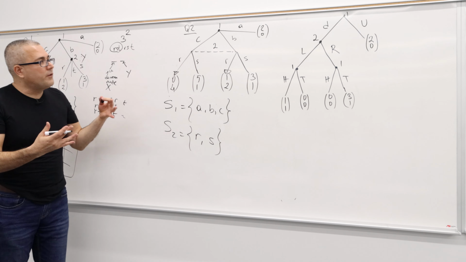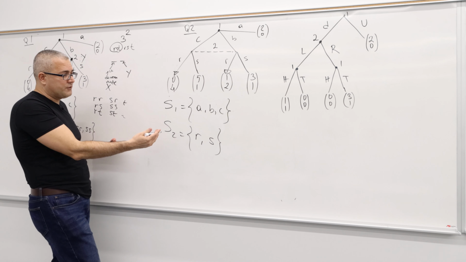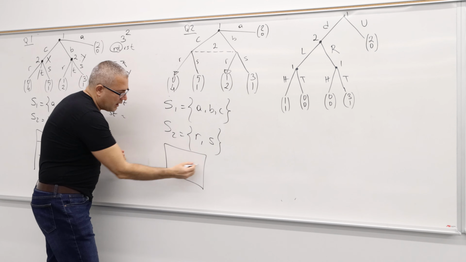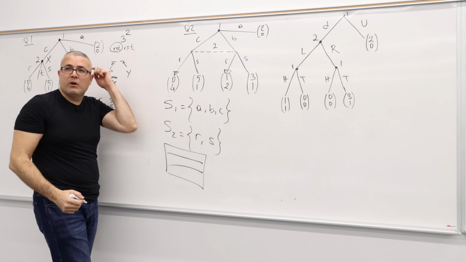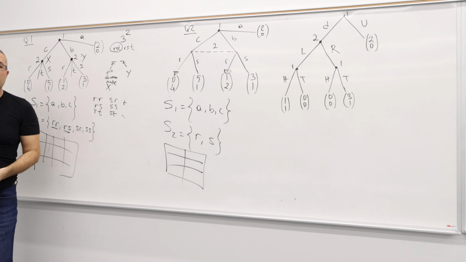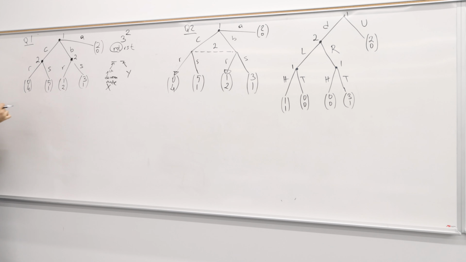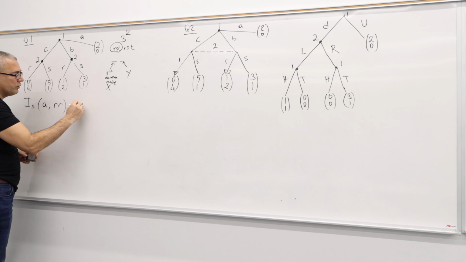So if you want to find the Nash equilibrium of this game, well, then the normal form of this game has to be 3 rows, because player 1 has 3 strategies, and 2 columns, because player 2 has 2 strategies, and then find the Nash equilibrium. Okay? So here's one strategy profile. Player 1 plays A, and then player 2 plays RR. Is this strategy profile a Nash equilibrium?